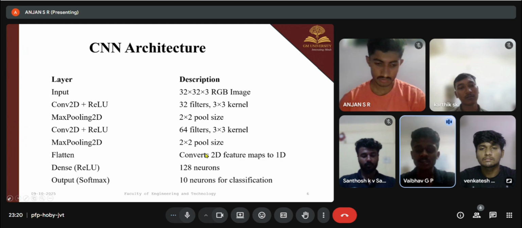Next, let's look at the architecture of our convolutional neural network used for image classification. We have the input layer, Conv2D plus ReLU, max pooling 2D, Conv2D plus ReLU, max pooling 2D, flatten, dense and output layers.